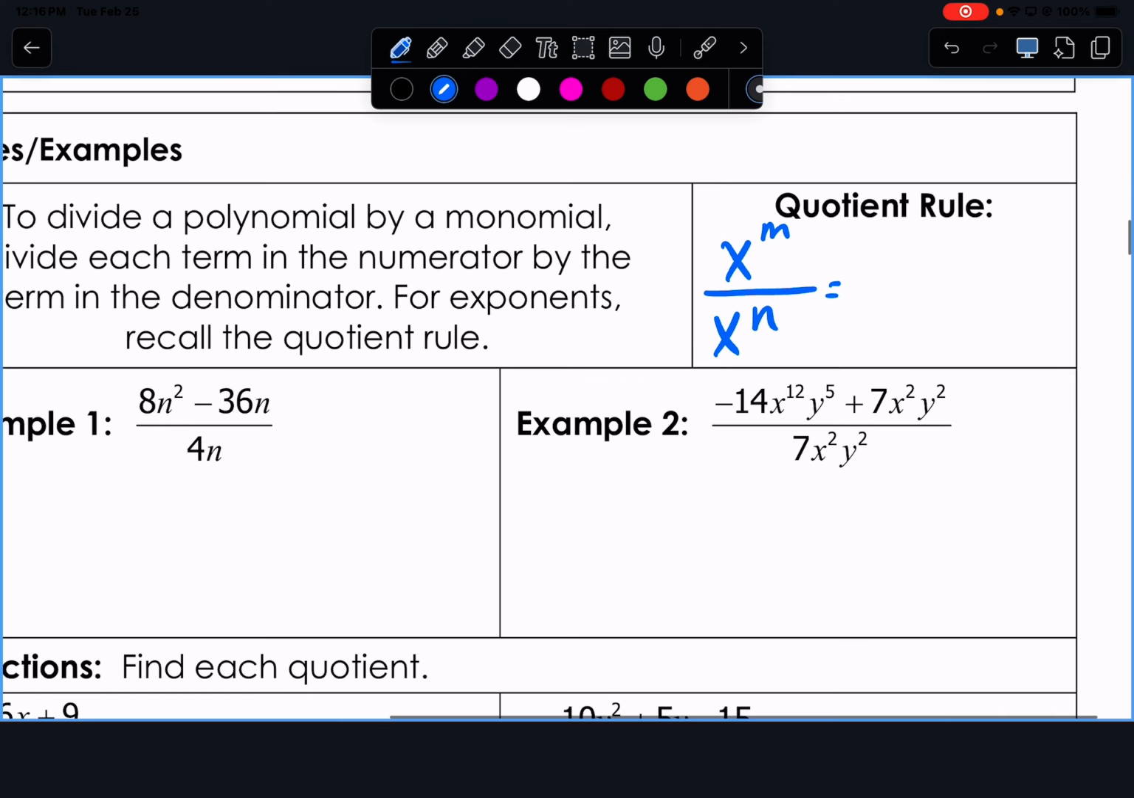We have x to the m divided by x to the n. What do I do with those exponents? Combine them. How? We subtract them. When we multiply, we add exponents. When we divide, we subtract. Okay, so we're going to look at example 1.